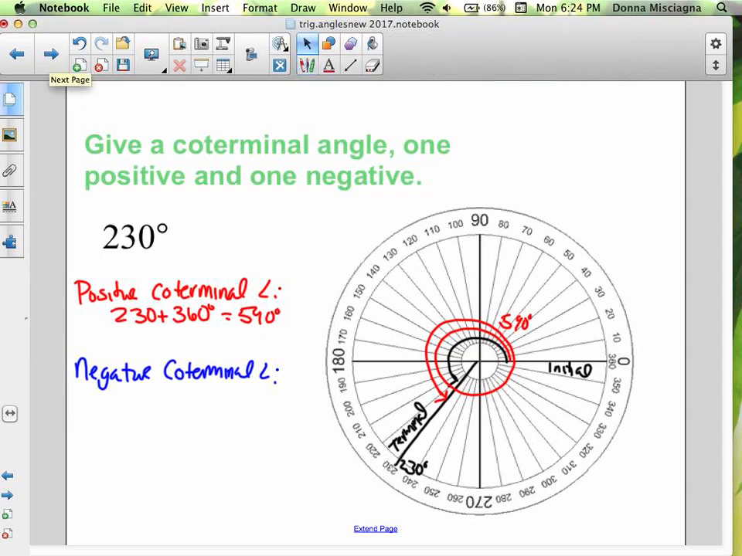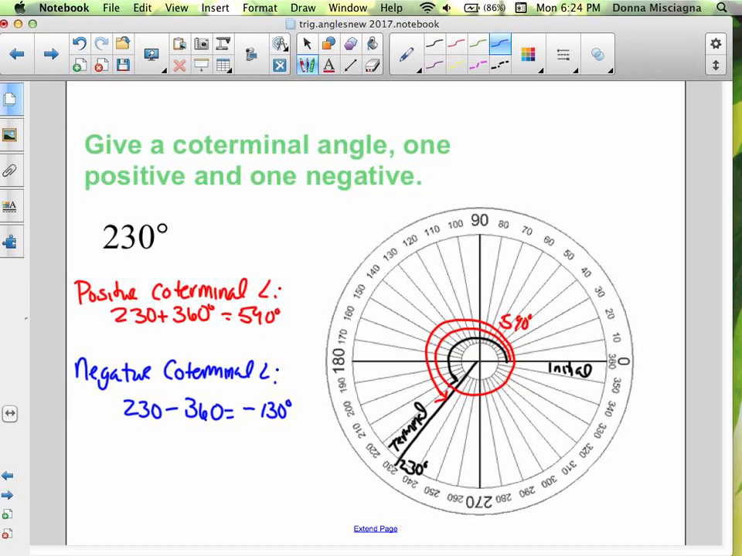For the negative coterminal angle, we take 230 degrees and we subtract 360. So that would be negative 130 degrees. And so it's still going to start and end in the same location. It just goes the other way. So there's the negative 130 degree angle. And that's all there is to that one. Pretty easy, right?